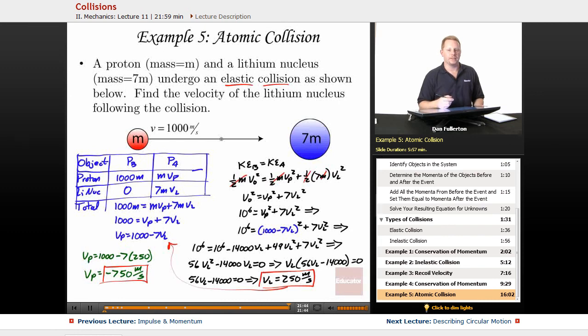Bringing in the fact that it's an elastic collision gave us one more equation, this kinetic energy before equals kinetic energy after. Hopefully this gets you started with analyzing collisions and looking at conservation of momentum.